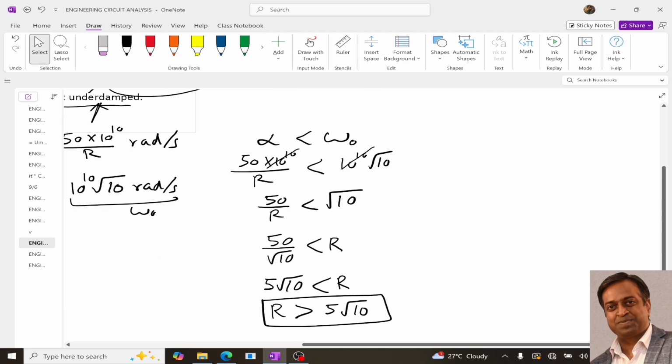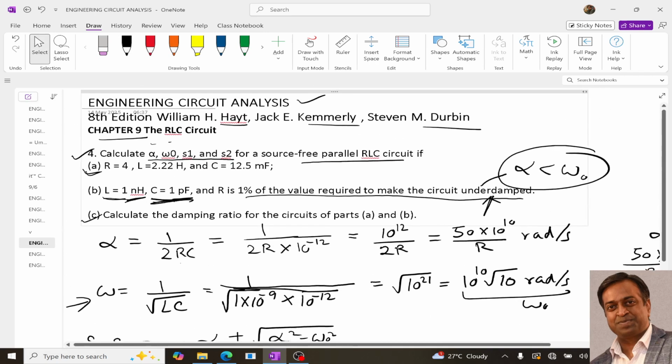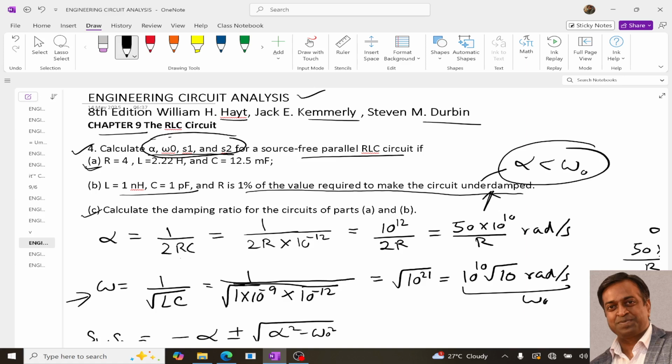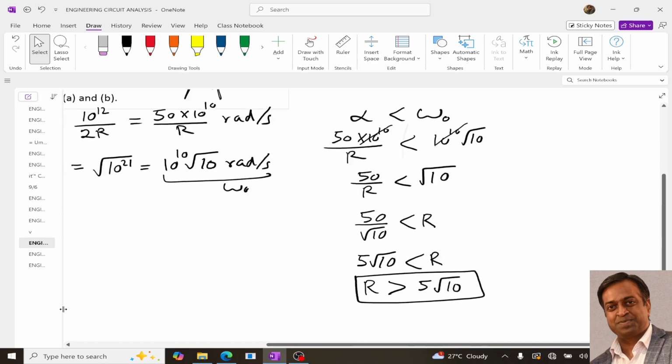Now over here, the question is that we need to determine these values for the given values of L, C, and R, where R should be 1% of the value required to make the circuit underdamped. So we need to determine the value of R for the underdamped response first, and then for whatever value we select, we will take 1% of that value. So we need to assume the value of R.